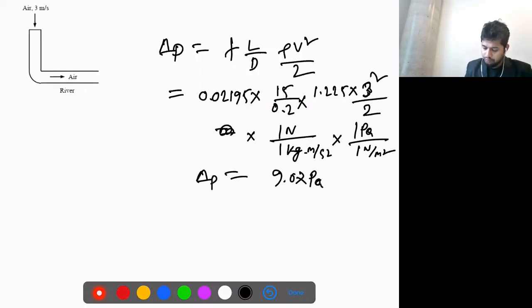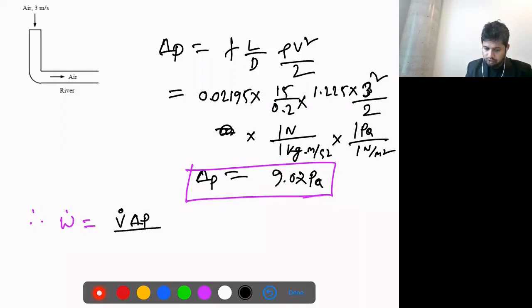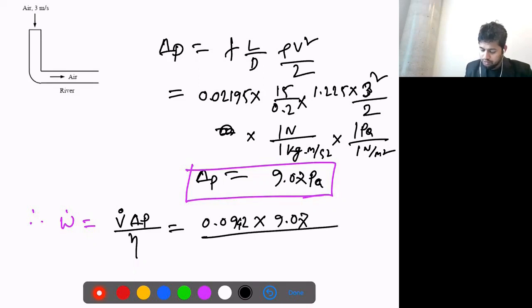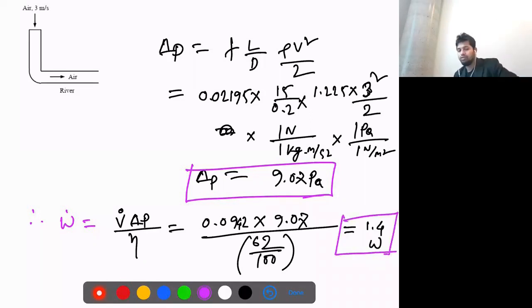This is delta P, and now we know the power. It is equal to the volume flow rate times the pressure loss over the efficiency. The volume flow rate we got earlier is 0.0942 meter cubed per second. Delta P is 9.07 Pascal. Eta is 62%, so you can say 62 over 100, or you can say 0.62. It's the same thing. So we'll get 1.4 watt. This is the power we need to overcome the resistance of the pipe.